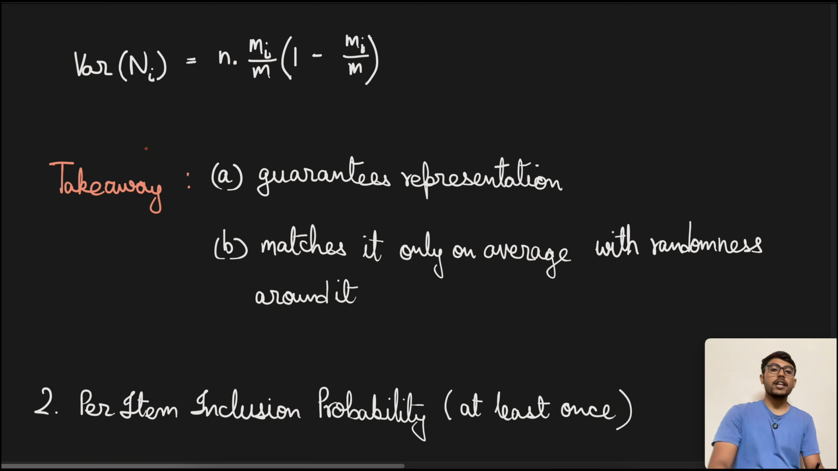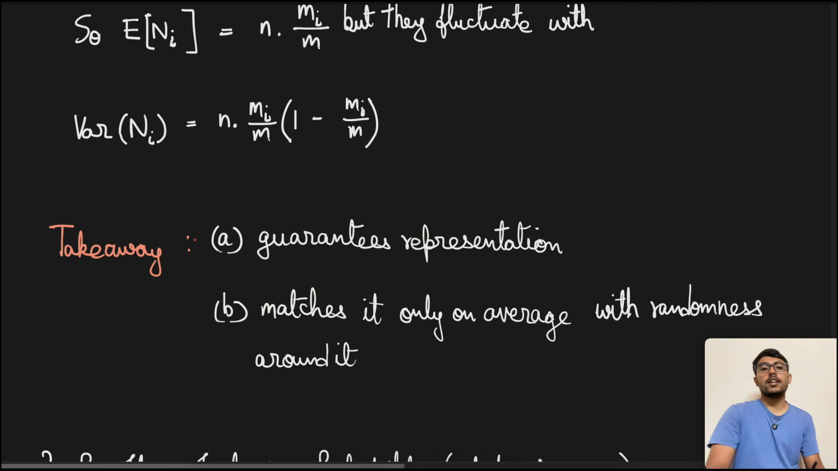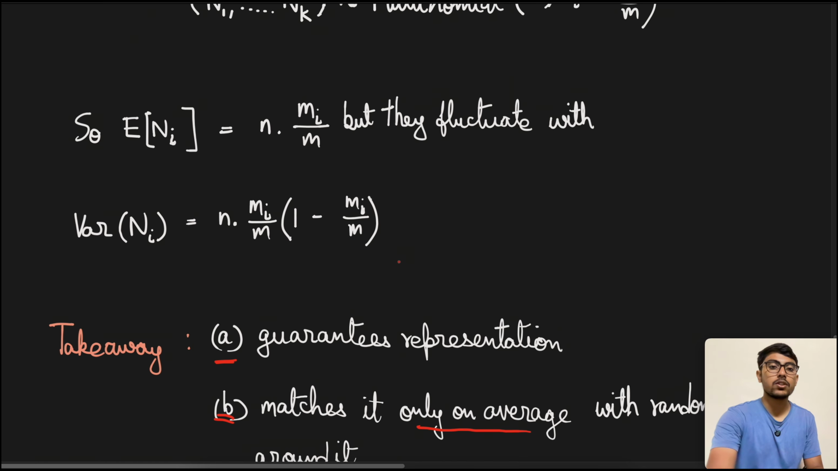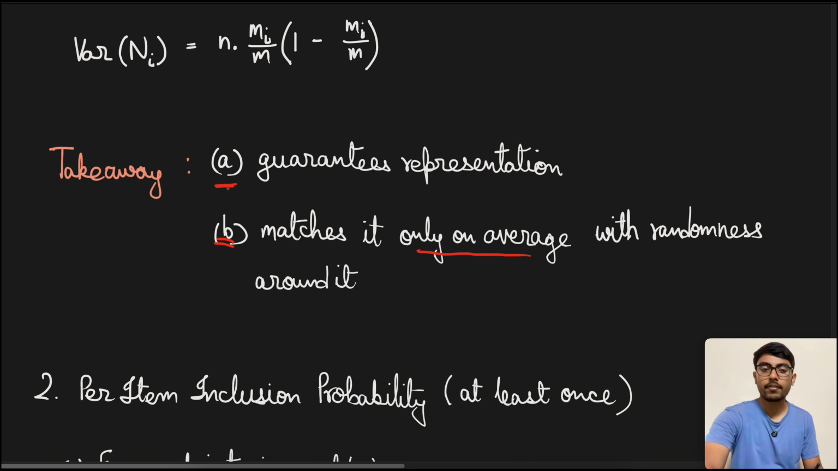Okay. Now, the key takeaway from this particular demonstration is that scheme A will always guarantee representation of each group. Now, scheme B will match scheme A in this department only on average, right, with randomness around it. As we saw in this demonstration, B will not always take all the groups.